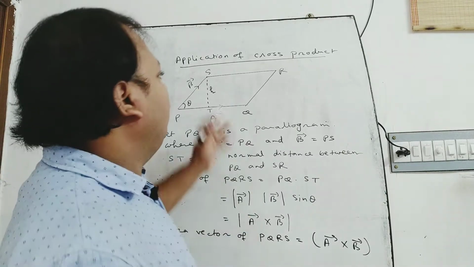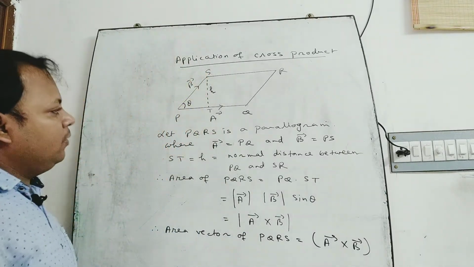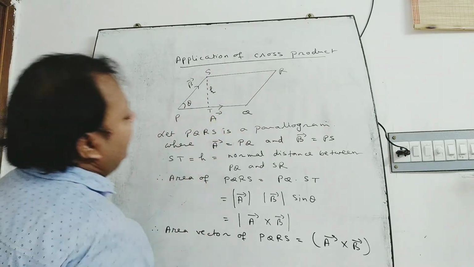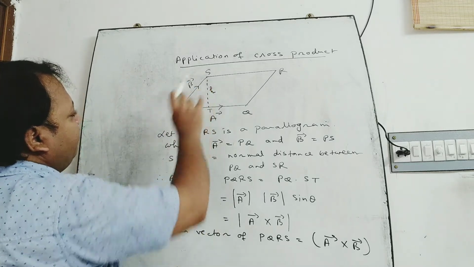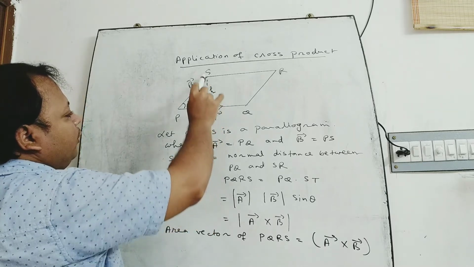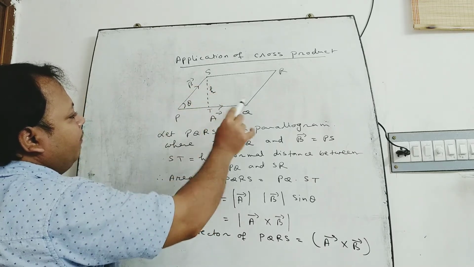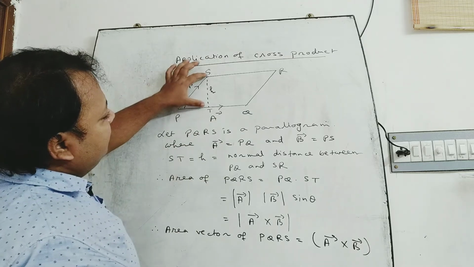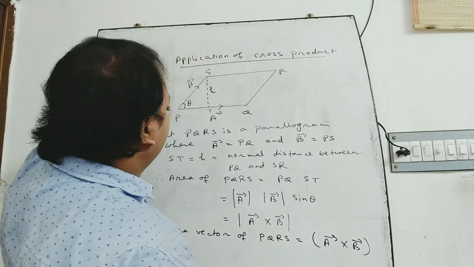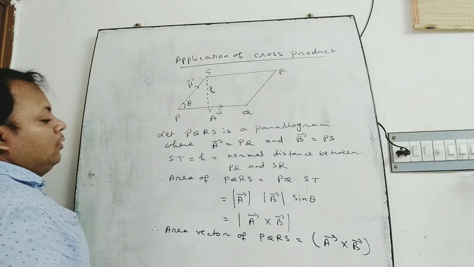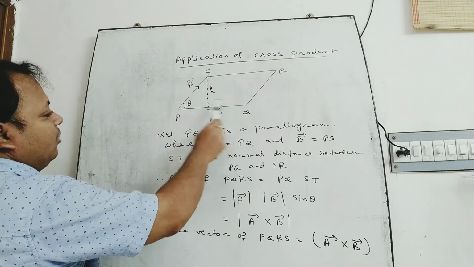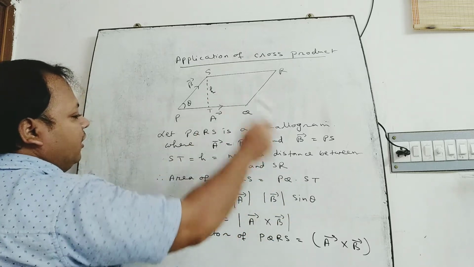Now, application of vector cross product. Let PQRS be a parallelogram. PQ side is denoted by a vector and PS side is denoted by b vector. Here ST is normal to PQ. ST is the height, or the normal distance, between the two parallel sides PQ and RS. Therefore, the area of the parallelogram PQRS is equal to the length of the base PQ times the height ST.